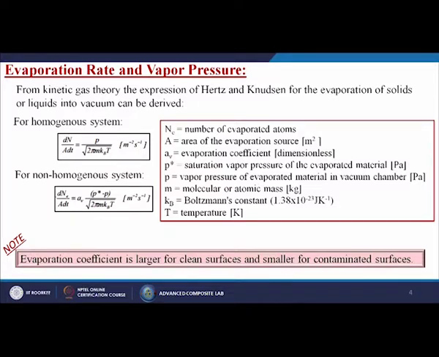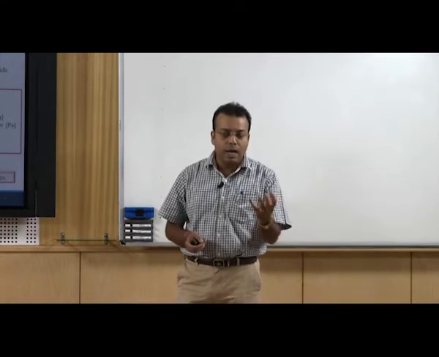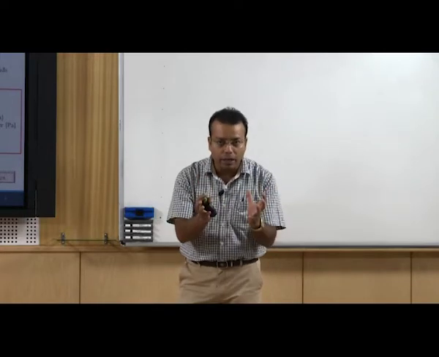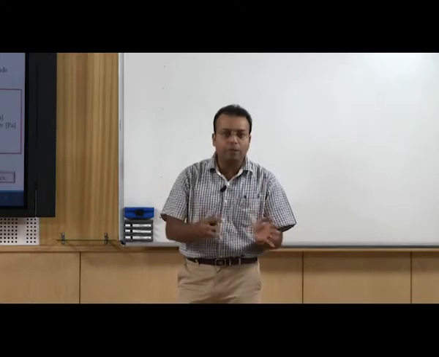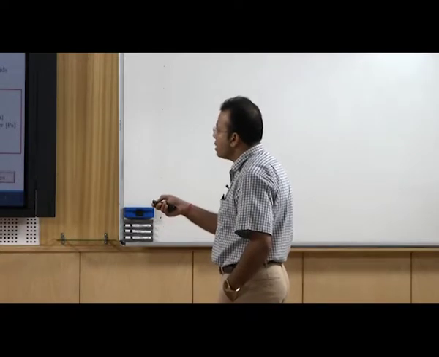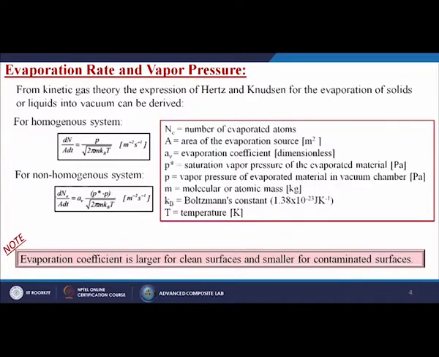which were derived by two scientists named Hertz and Knudsen for the evaporation of solids or liquids into vacuum. Before going further, we can take two types of sources. Either I can take solid sources, to which I directly give heat, it forms a liquid, and then it generates the vapor, or I can take liquid samples, which directly generate the vapor. For these two systems, the homogeneous and the non-homogeneous systems, they have derived two different equations.